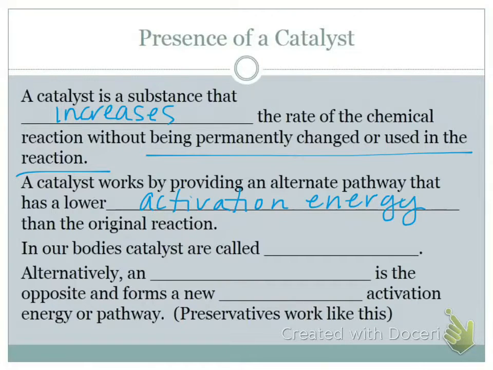And in your body, catalysts are called what? Enzymes. And you have them all over the place in your body. Otherwise, most of your processes that work in your body wouldn't work, or they would take too long. The opposite of a catalyst is something that would slow down a reaction, and it's called an inhibitor.